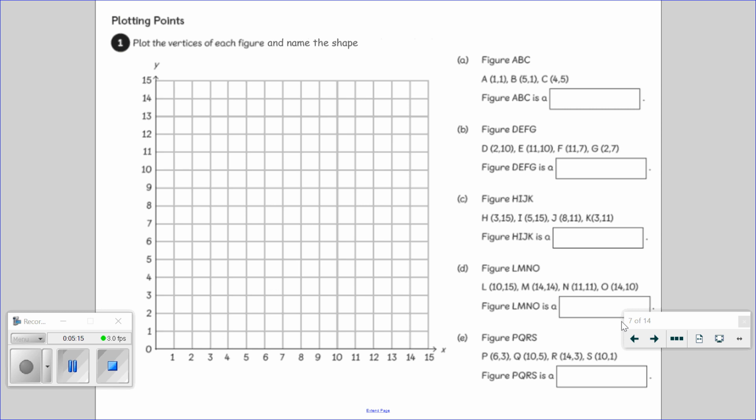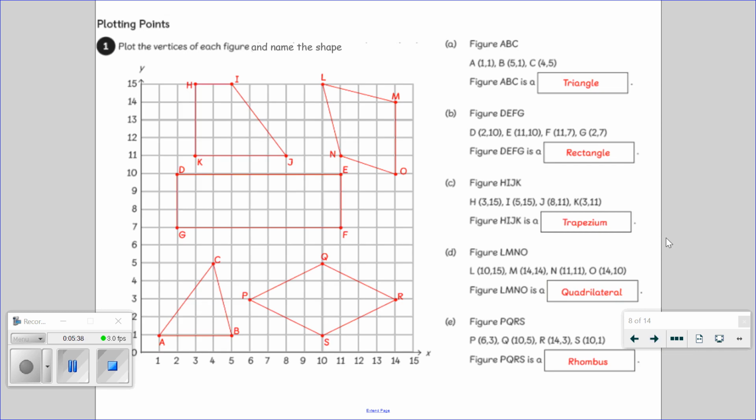So here is today's worksheet, and it's very like the guided practice, but there are some different shapes. So figure ABC only has 3 vertices or corners, so you need to find points A, B and C, join them up and name the shape. So here are the answers.